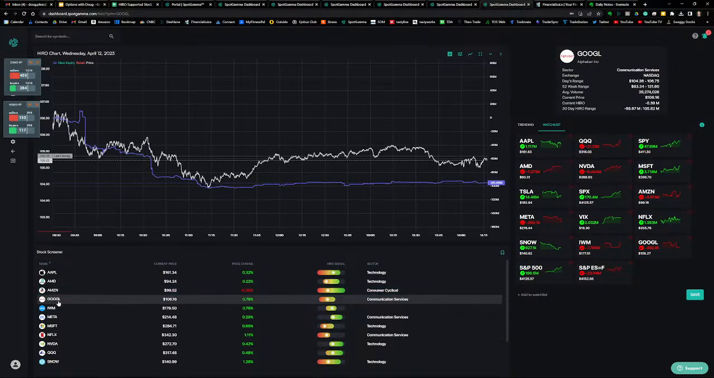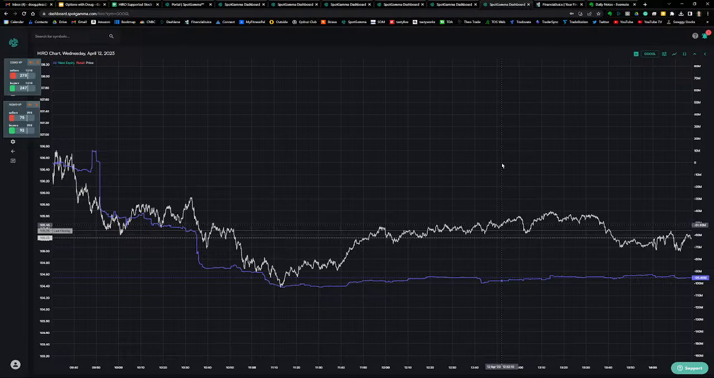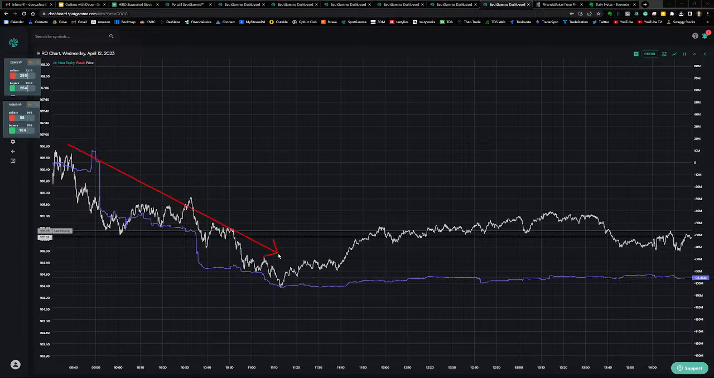Do want to point out Google. I have this on my other computer, so I'm just going to look at it in Hero. But there was a confirmation short. Looks like it was good for a couple of points. No SpotGamma levels in play. Just a confirmation short. It looks like a couple of large block orders coming in, shown by these near vertical lines. Negative delta.